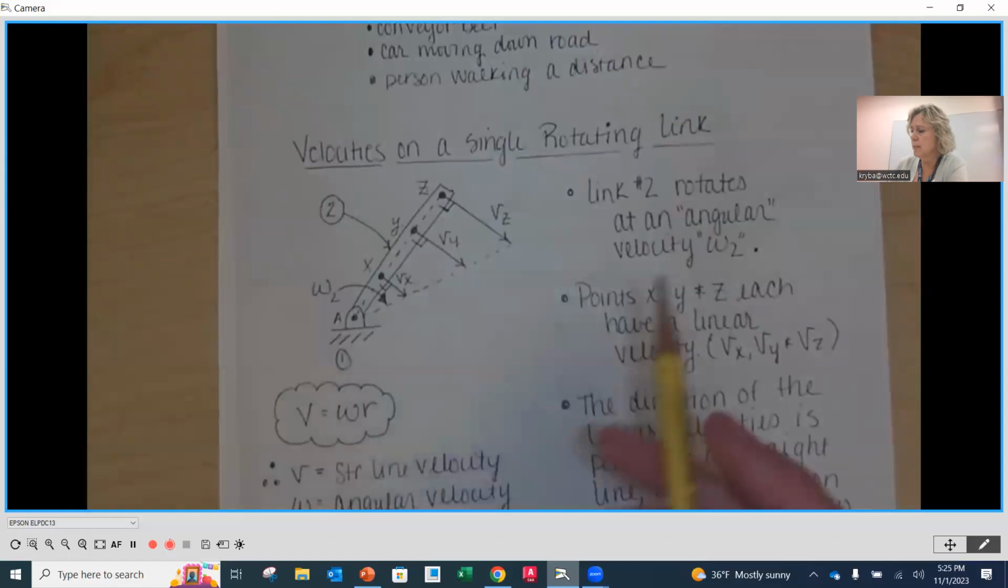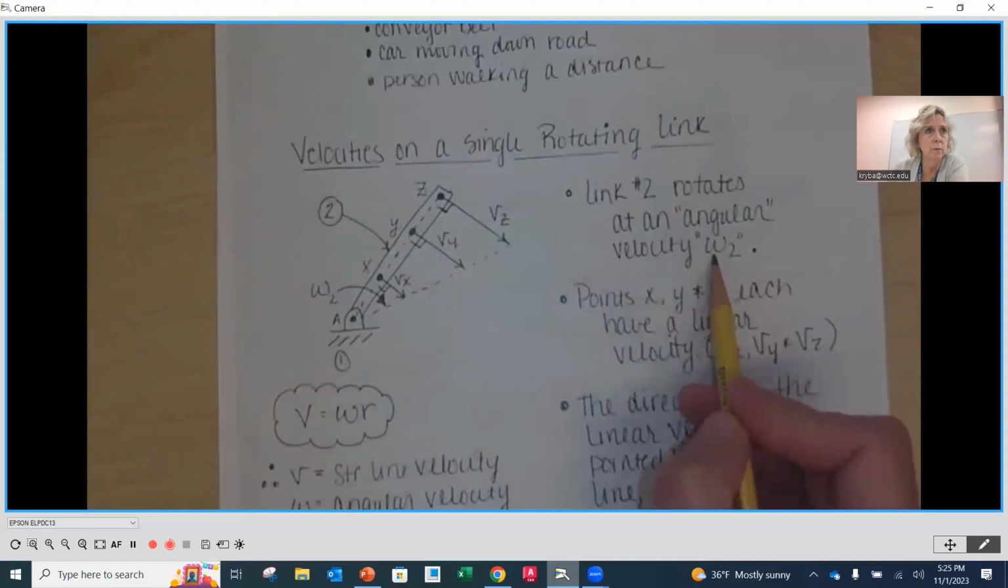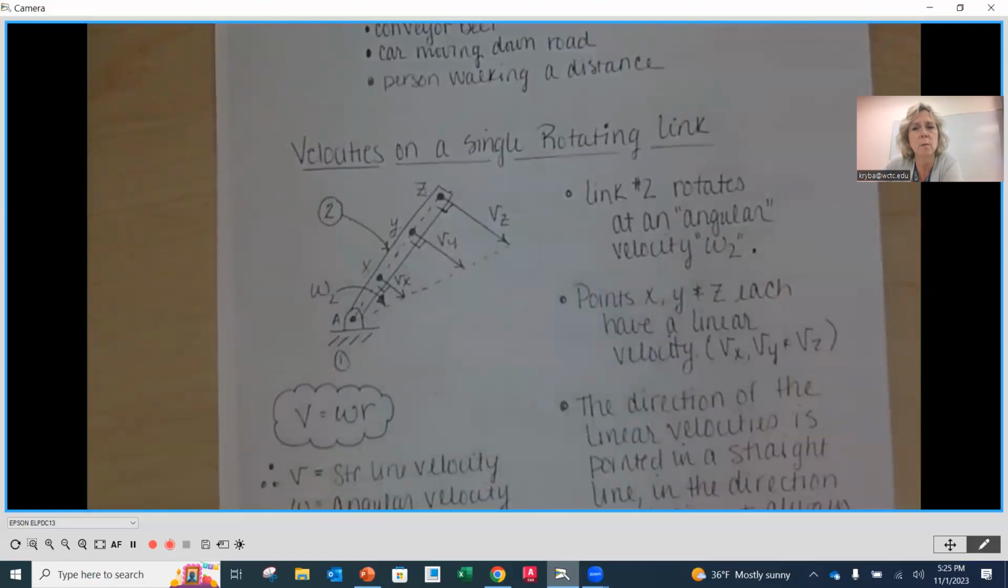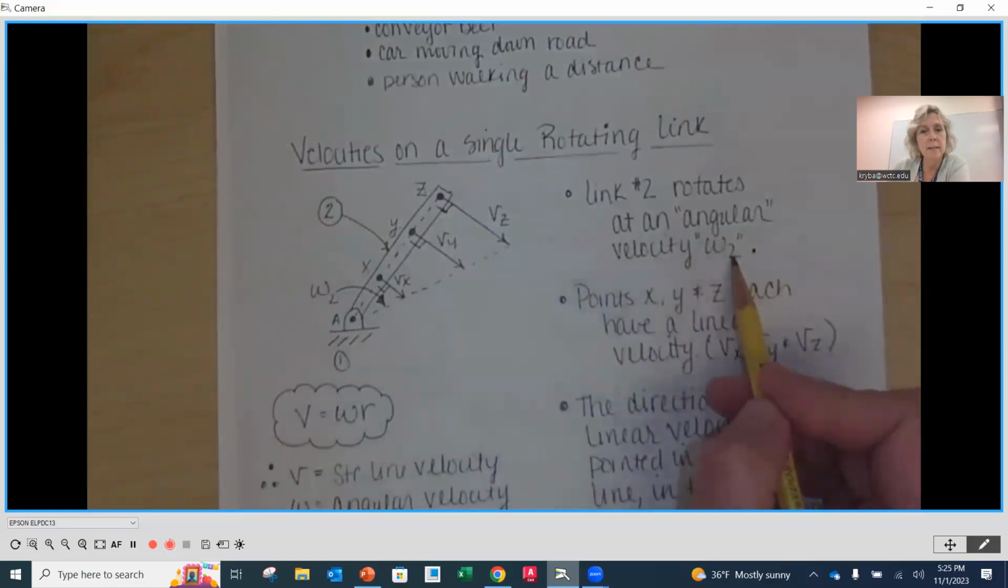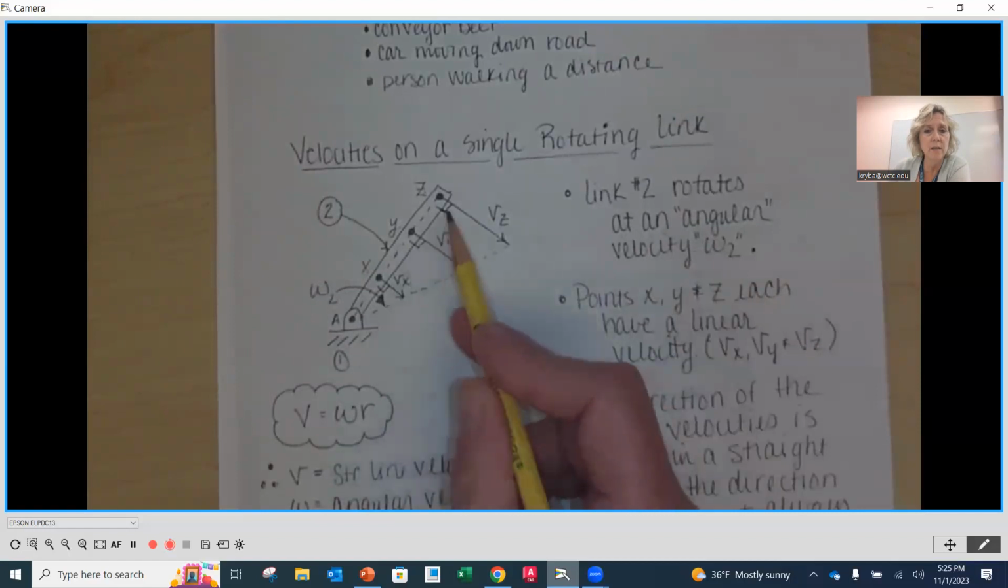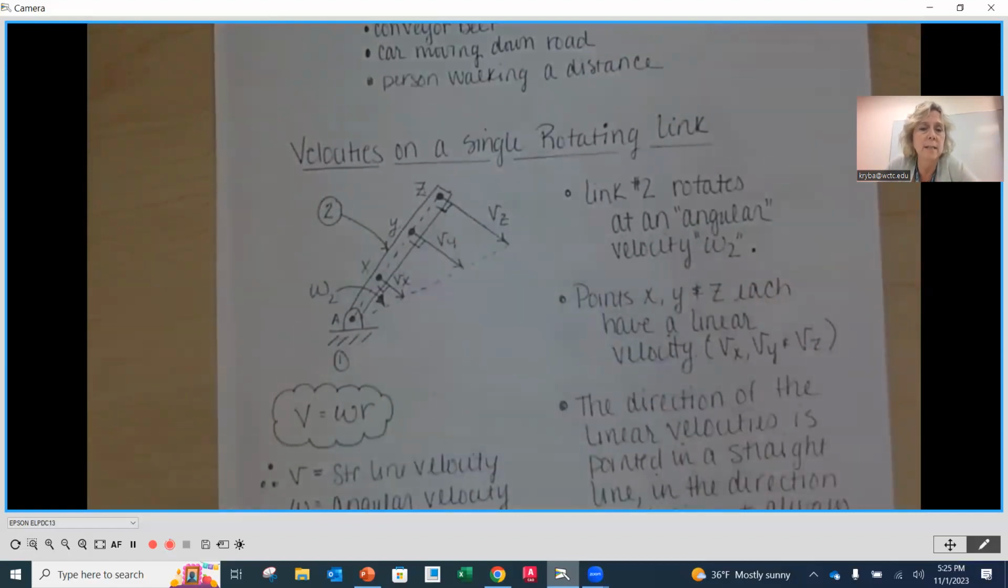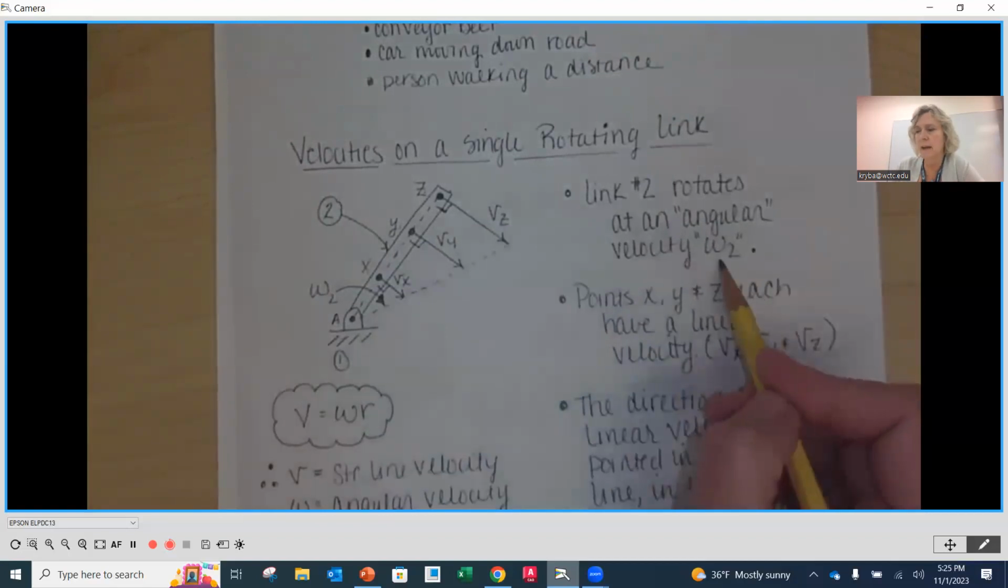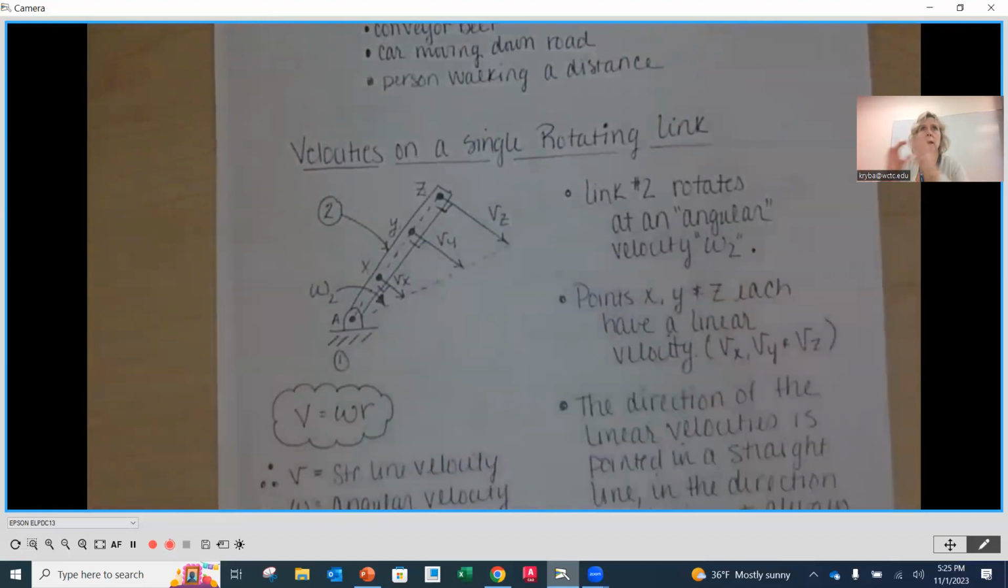And it's always going to have this W, which I believe is lowercase omega. And then it's sub 2 because it's the rotational speed, or the angular velocity, of link number 2 as a whole. Now, all of the points on link number 2 are rotating at that very same angular velocity. So if this is going around, for instance, in a clockwise direction at 100 RPMs, that means that every point along there, X, Y, Z, the entire link, everything has an angular velocity of 100 RPMs, okay?